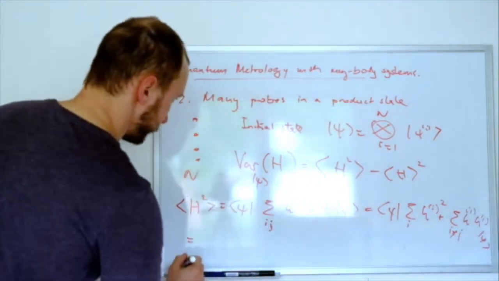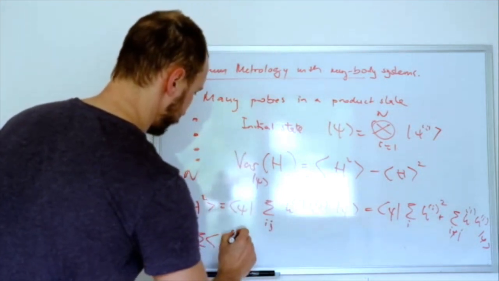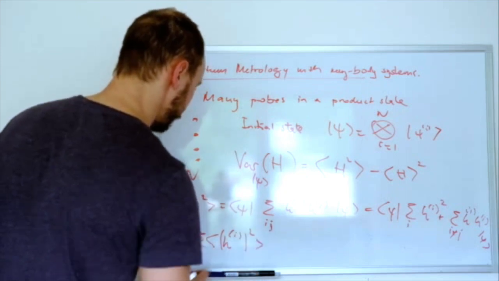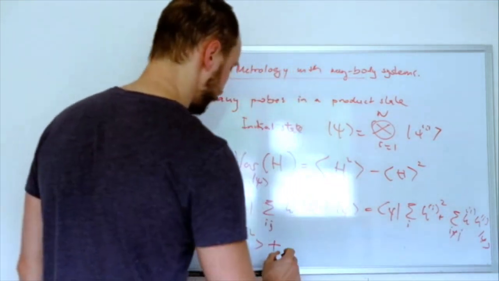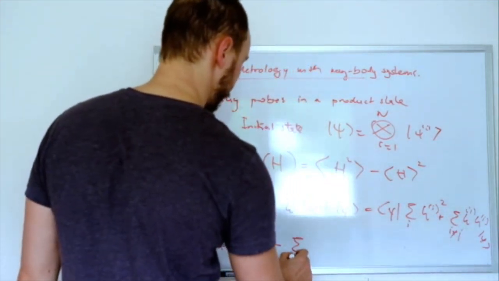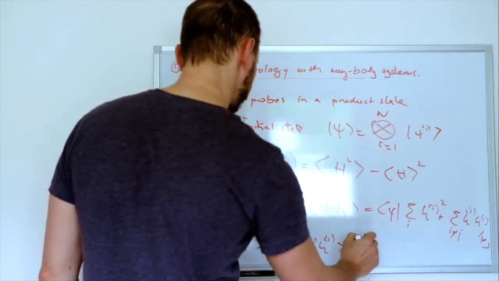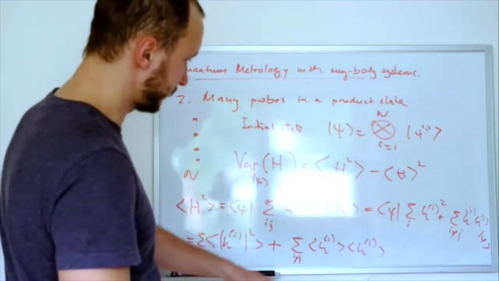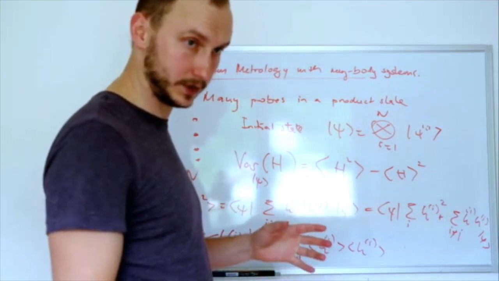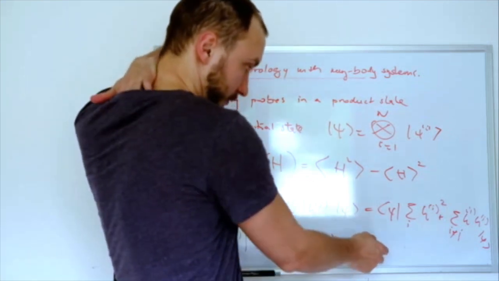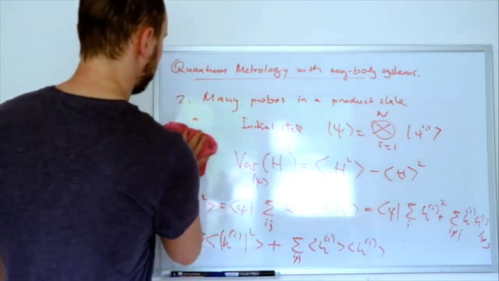If they are equal, as before, we just get the sum over i of the expected value of H_i on the i-th system, squared. Whereas for not equal, since we have a product state, the expected value is just the product of the expected values, so that's the sum over i not equal to j of the expected value of H_i times that of H_j. This is precisely it, and it's important. We can write the expected value of the product as this only because it's a product state. There is no correlation between H on the i-th particle and H on the j-th particle.